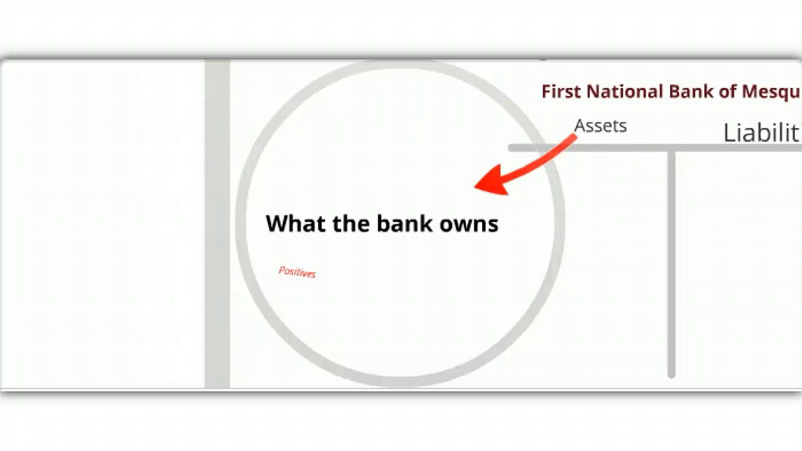Now, as they're called balance sheets, the main reason is because they have to balance. Assets and liabilities have to balance each other. The negatives and the positive must equal to zero.